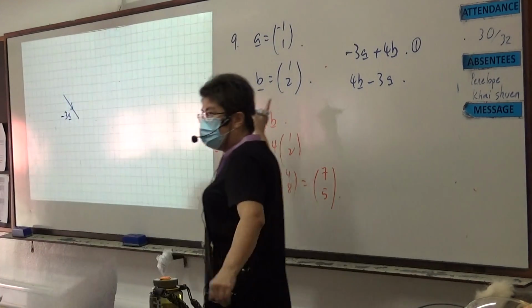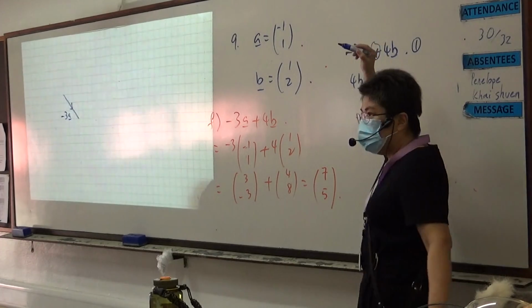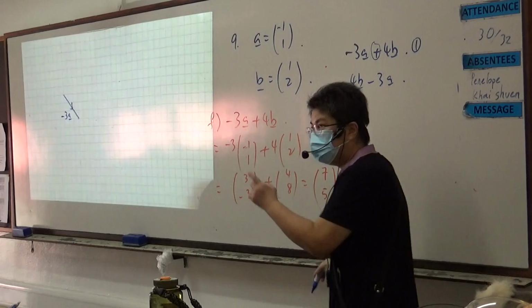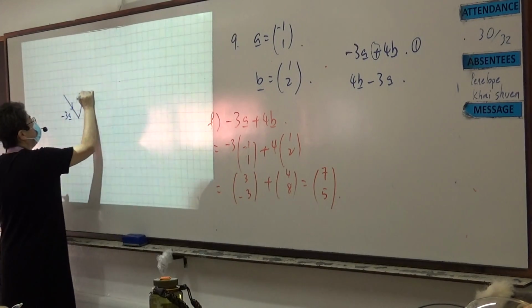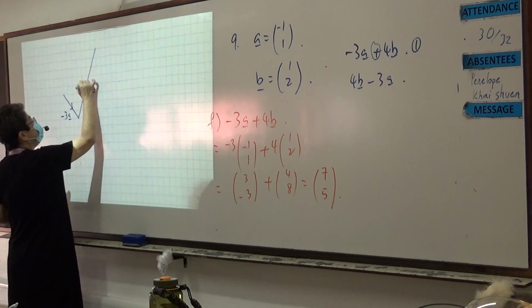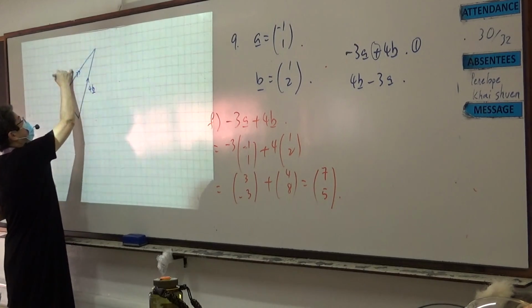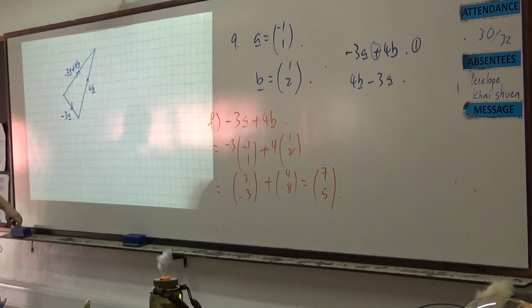Alright, I'm drawing situation 1, scenario 1. Then what is this? Plus. Plus means I must start, right? Then 4b, right? So 4b, here. 1, 2, 3, 4. This is my 4b. Plus means it will go this way. So it's 7, negative 5.